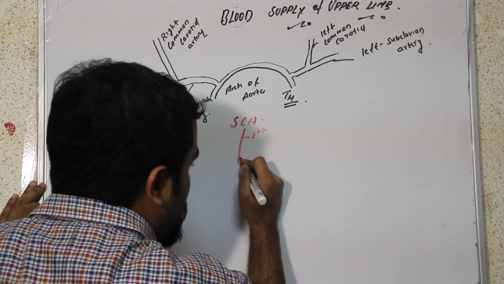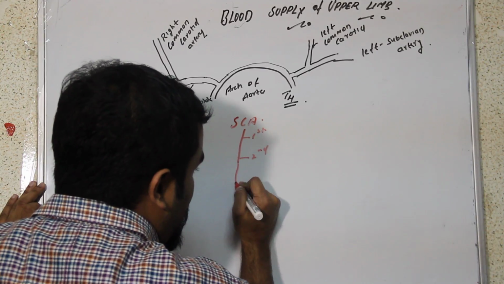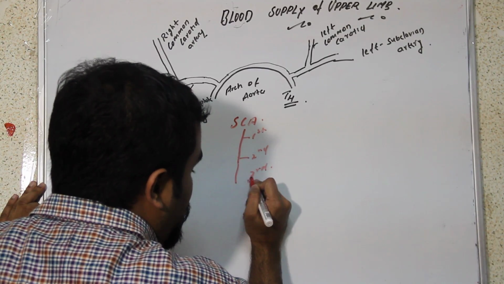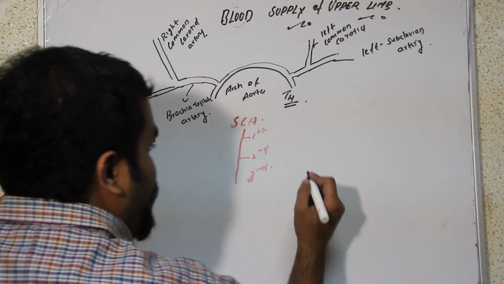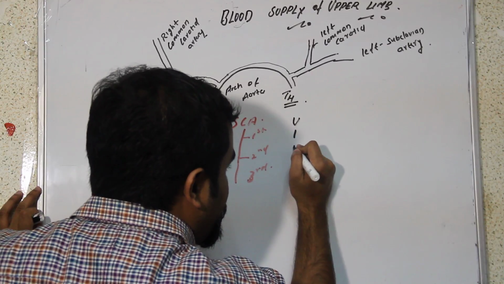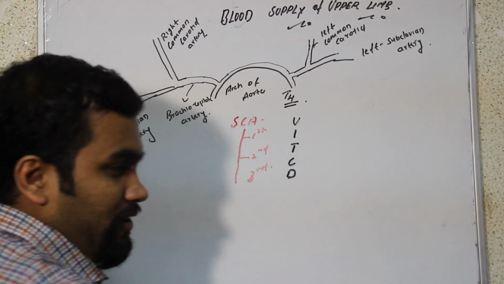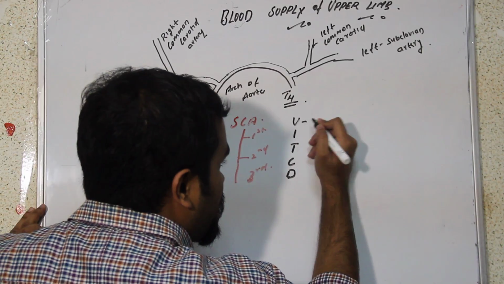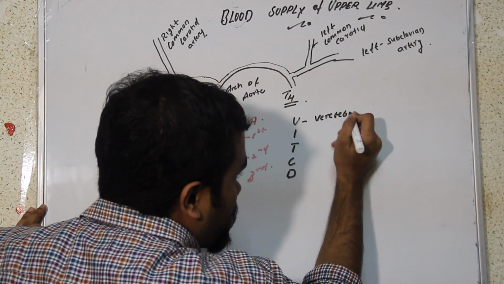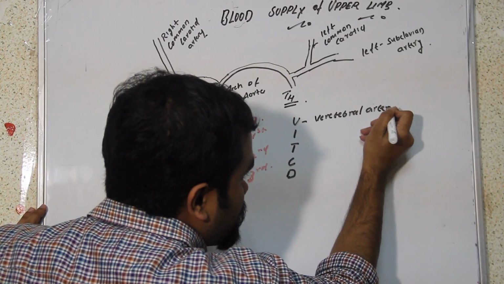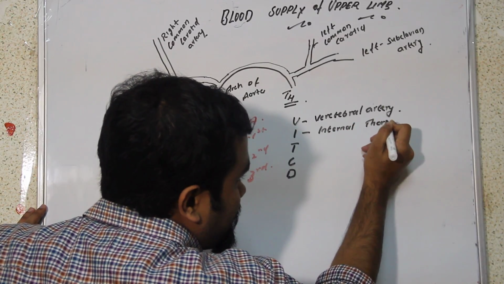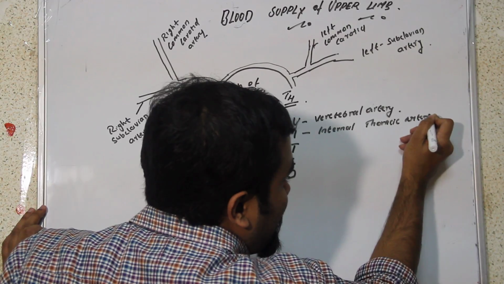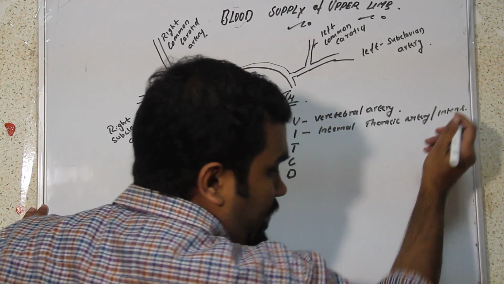First, second, and third, okay. Now to remember the subclavian artery branches, there is a mnemonic. You can remember it like Vitamin CD, okay? Vitamin CD. So V for vertebral artery, I for internal thoracic artery or internal mammary artery, which supplies our mammary glands.